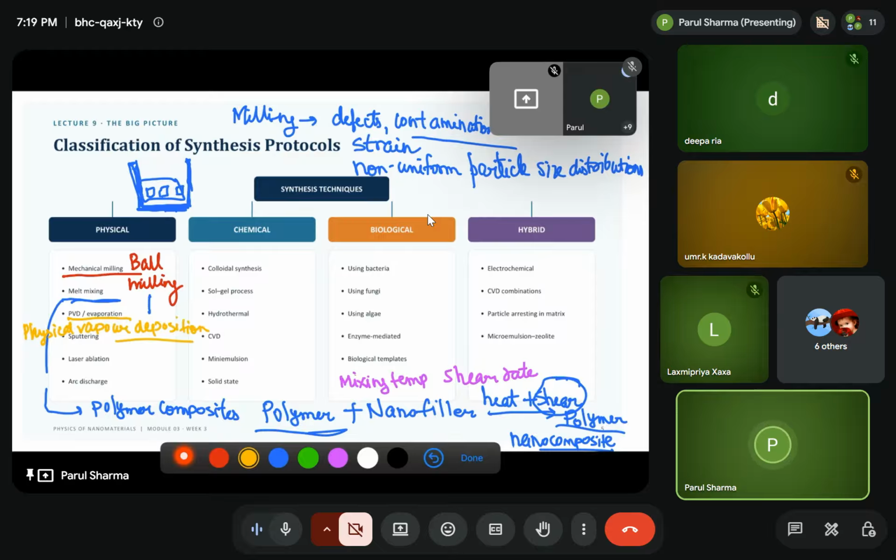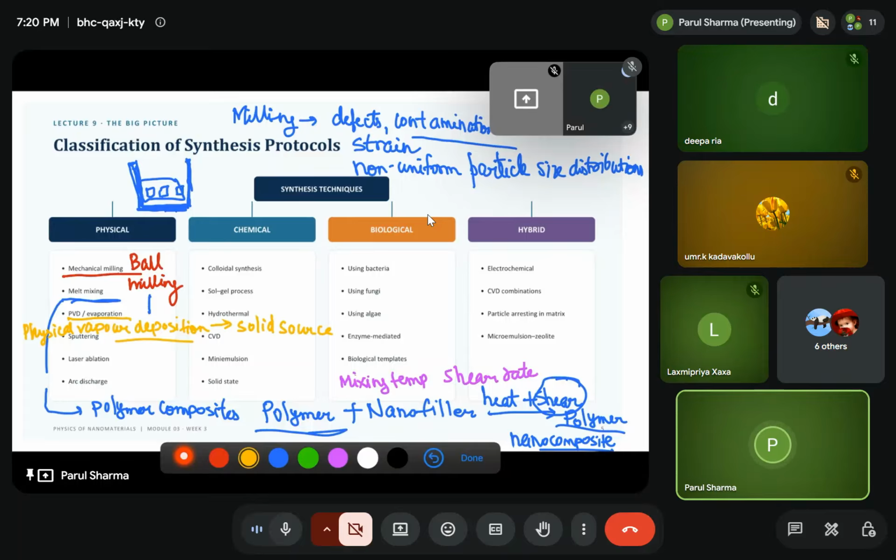So it is a top-down physical deposition technique. Why is it useful? Using this technique, we can produce thin film coatings and nanostructured materials. Unlike melt mixing, where we were dispersing nanoparticles into a polymer, PVD forms the deposited material by converting a solid source.